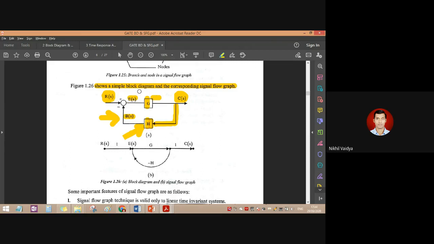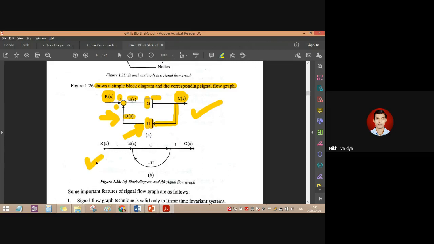So what will be the value of E of S? If we apply the summing point rule, R of S is coming in with a plus sign and B of S is coming in with a minus sign into this summing point. So the value of E of S will be R of S minus B of S. Accordingly, this is a closed loop block diagram of a control system.